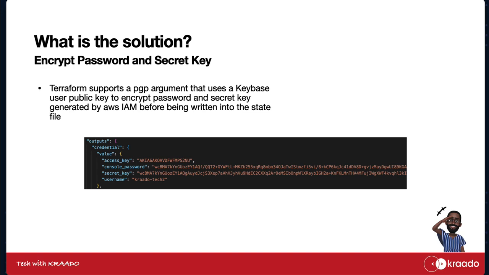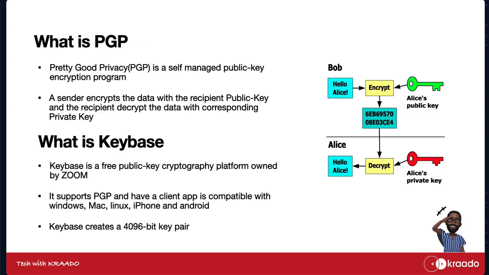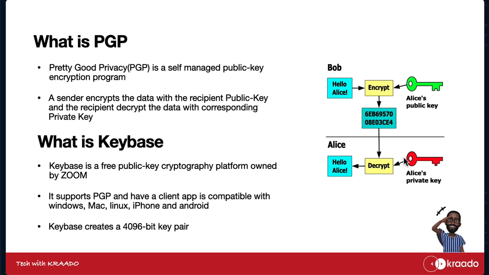Luckily, Terraform supports PGP arguments that allow you to encrypt those credentials using a public key. What is PGP? It is simply a self-managed public key program where data is encrypted with a public key and can only be decrypted with a private key. And Terraform allows you to encrypt credentials with PGP using Keybase, which is a free public key cryptographic platform owned by Zoom. Keybase generated keys are RSA 4096-bit.